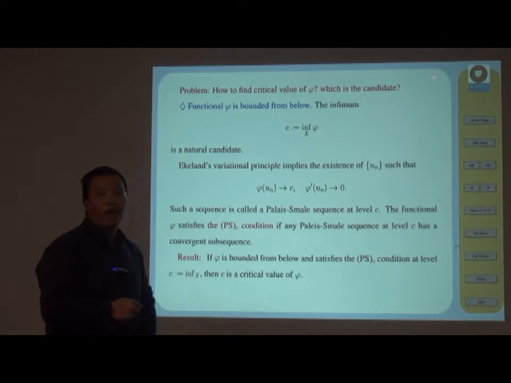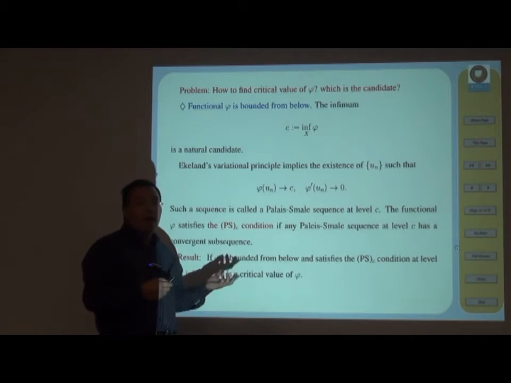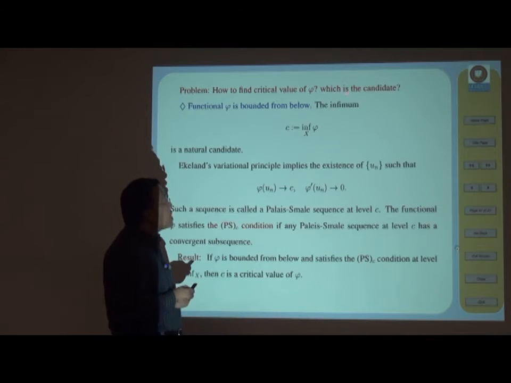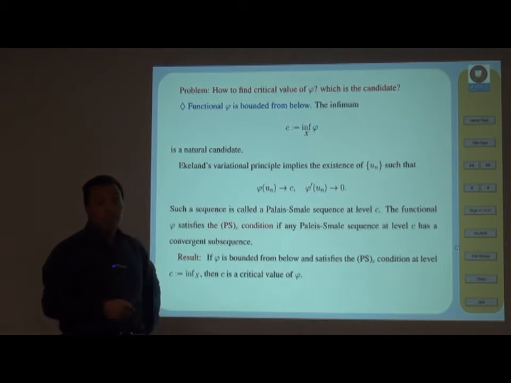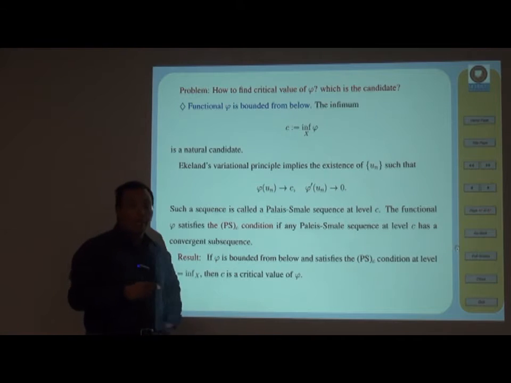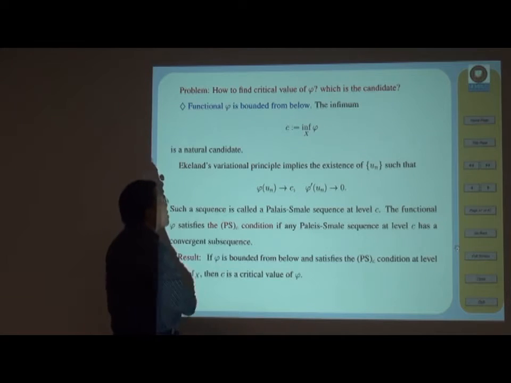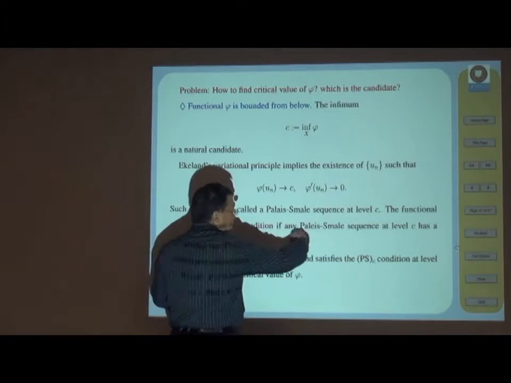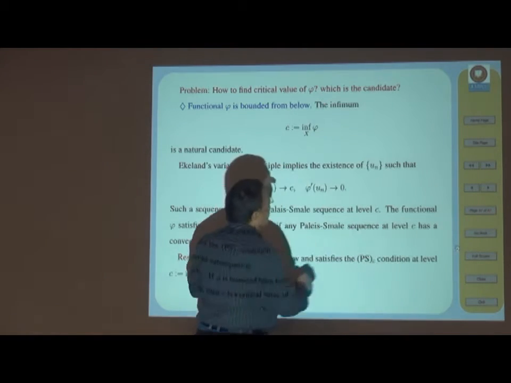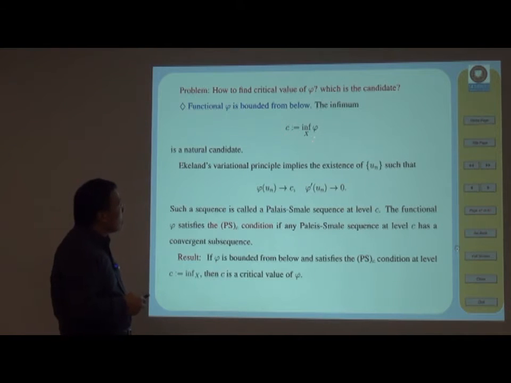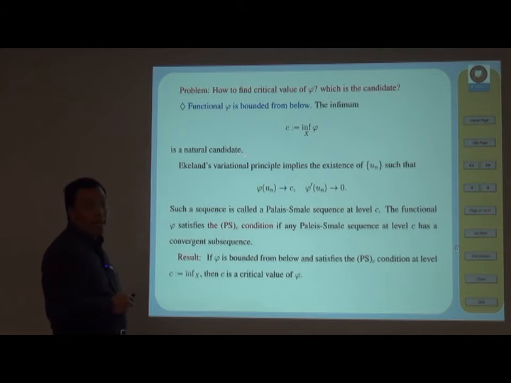This is the problem. Suppose the functional phi has been constructed. Then the main problem is how to find the critical point value of phi, which is the candidate. We consider this problem in two cases. The first is if the function phi is bounded from below. If phi is bounded from below, then the infimum exists, and this value is a natural candidate.